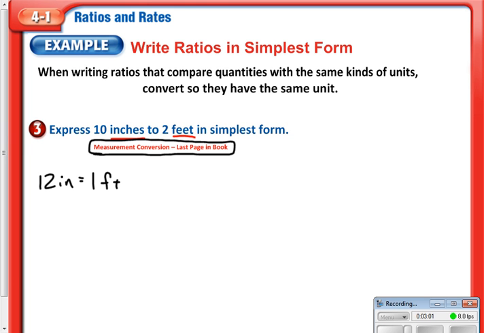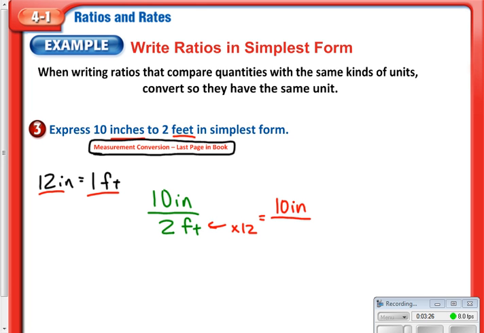So first off, what I'm going to do is go ahead and write this as a ratio. We have 10 inches to 2 feet. The first thing that I'm going to do is convert. In this case, I'm going to convert my denominator to inches. Well, we know that there's 12 inches to 1 foot, so I'm going to multiply this by 12, and I now have 10 inches on the top. 2 times 12 is going to give me 24 inches. There's 24 inches in 2 feet.